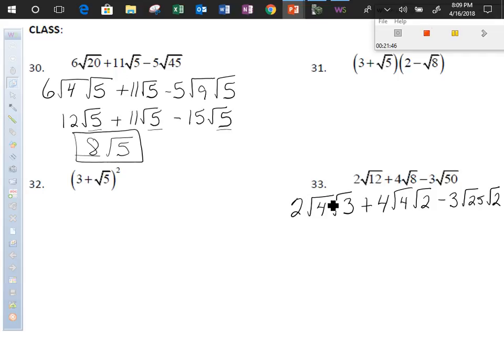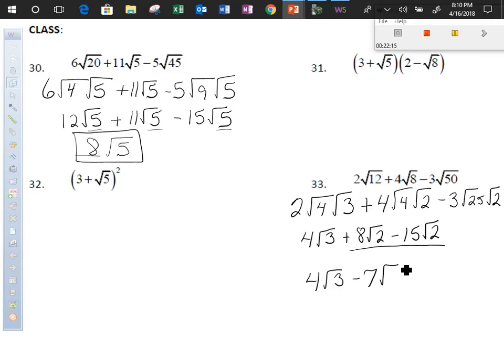The square root of 4 is 2 times 2, so I got 4 radical 3, plus 8 radical 2, minus 15 radical 2. These are like terms, so I've got 4 radical 3, minus 7 radical 2. And then you got to stop there because these are not like terms, so you can't combine them. Kind of like a 4x and a 7y.